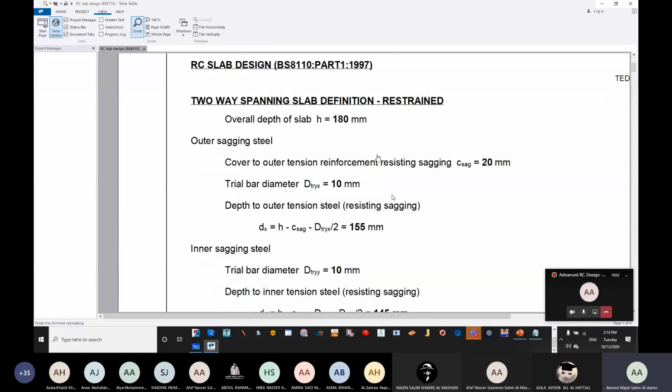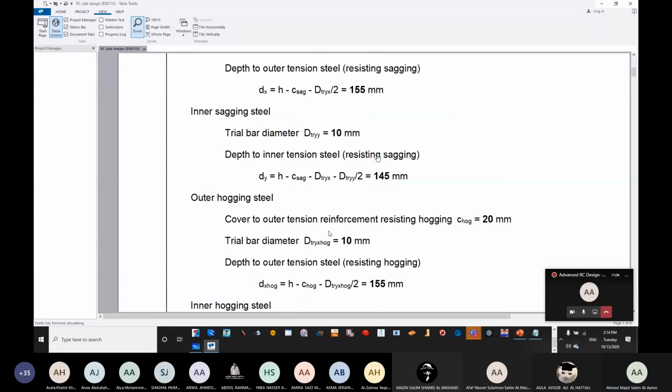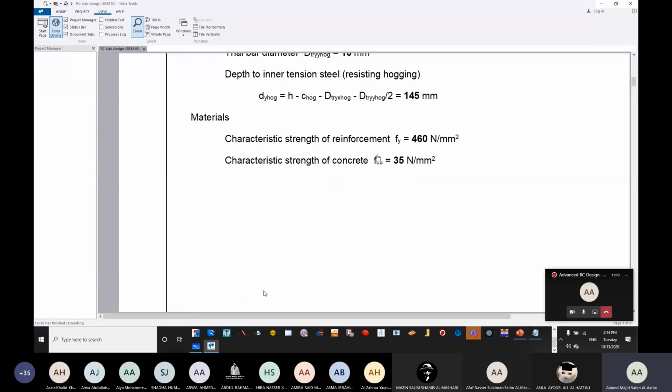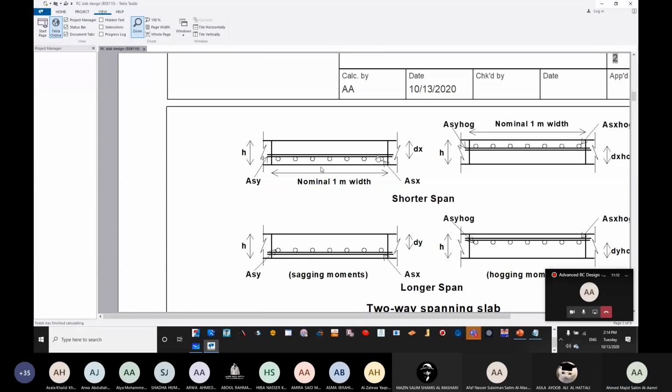Now if you can see here, we have diameter is 10, dx, if you remember, dx is d capital minus cover minus diameter over 2. Okay. And then the cover is 20, dx, dy. And then here is an explanation showing the meaning of dx and dy. We'll come to this one, dx and dy and everything, later.